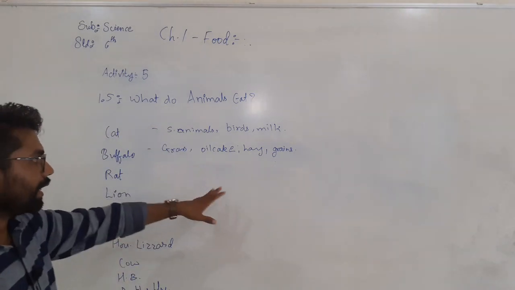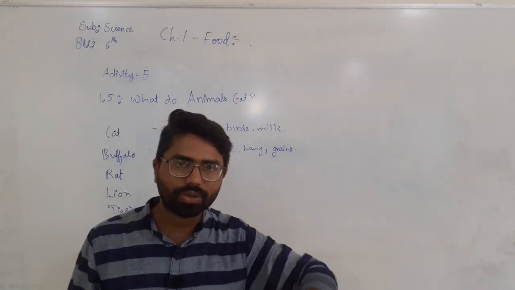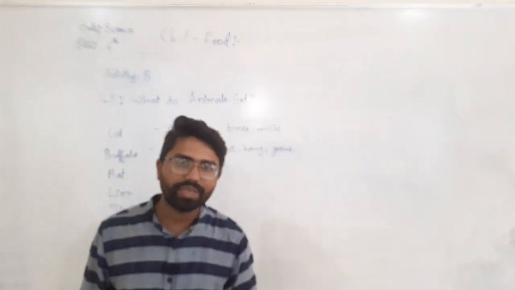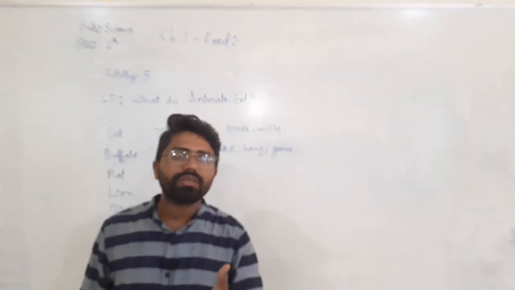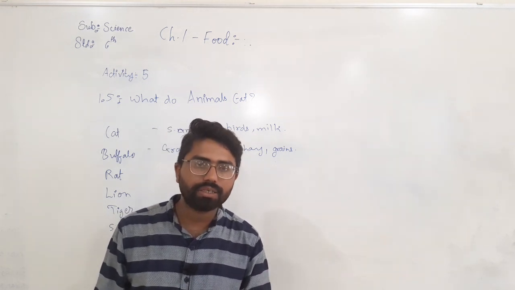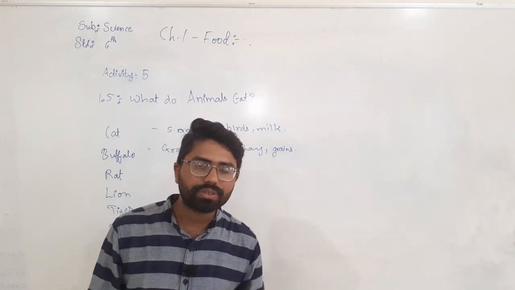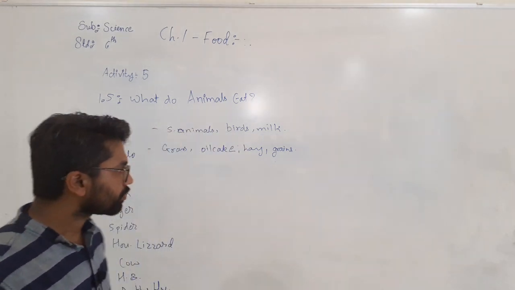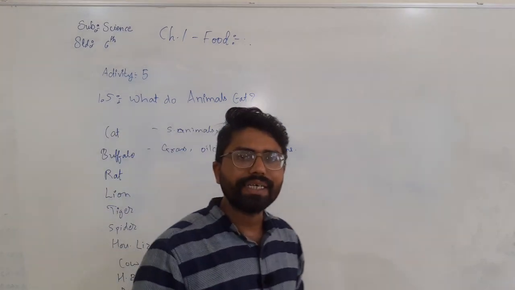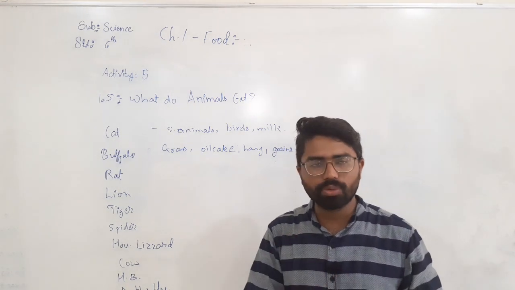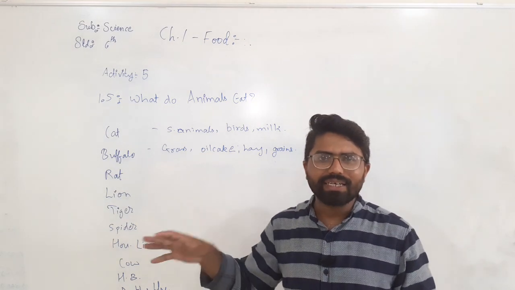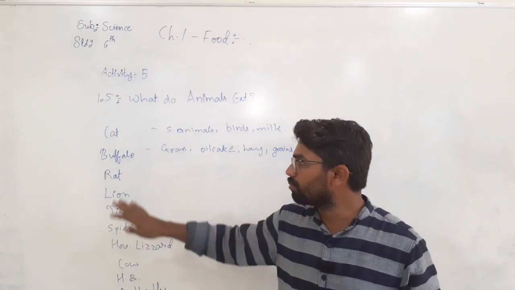Now buffalo. Buffalo eats grass, oil cake, hay, grains. Hay means dry things, dry grass. Then grains, grass, then animal feeds, that we give in the evening when we are milking the buffalo. At that time we give the animal feeds. Now comes the rat. What does a rat eat? The rat eats grains, and other fruits and all these things.